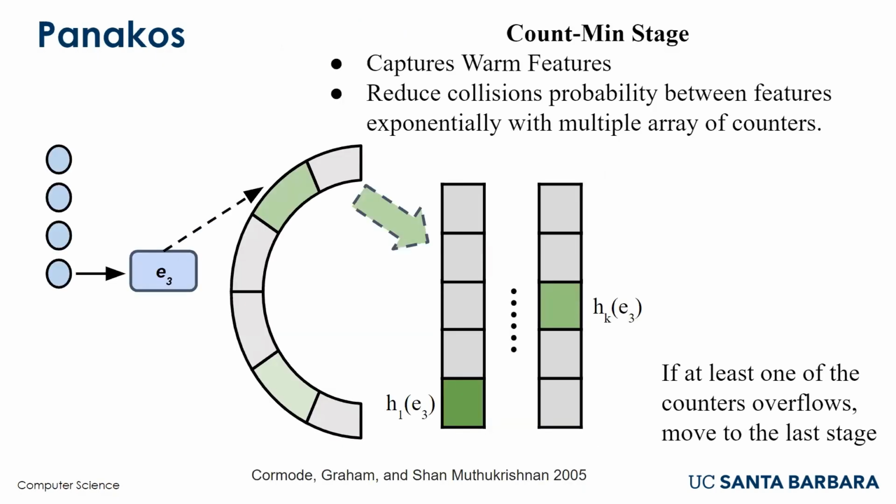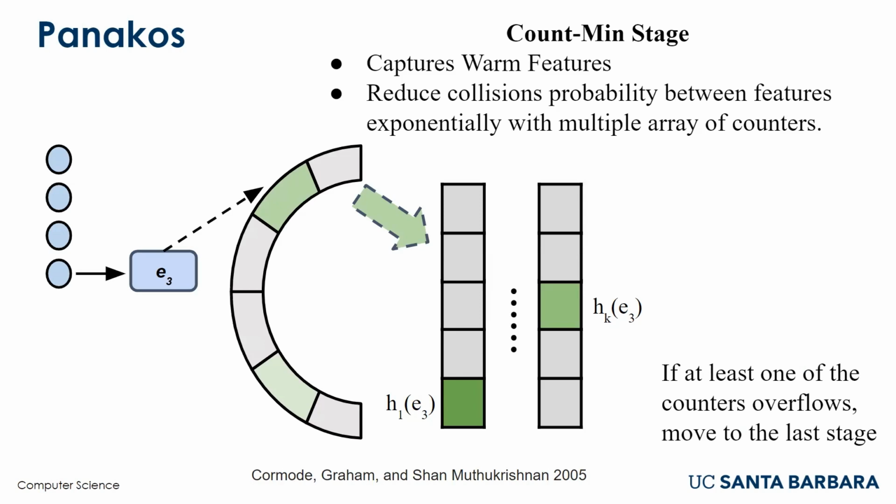In the common stage, it is used to capture warm features. In addition, unlike the BMAP stage, we use multiple hash functions. By using multiple hash functions, we reduce the collision probability between features exponentially with the number of arrays.